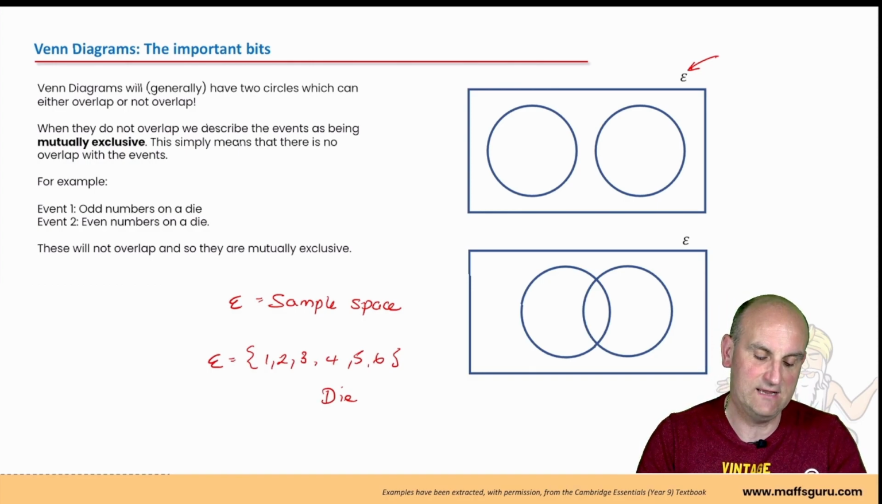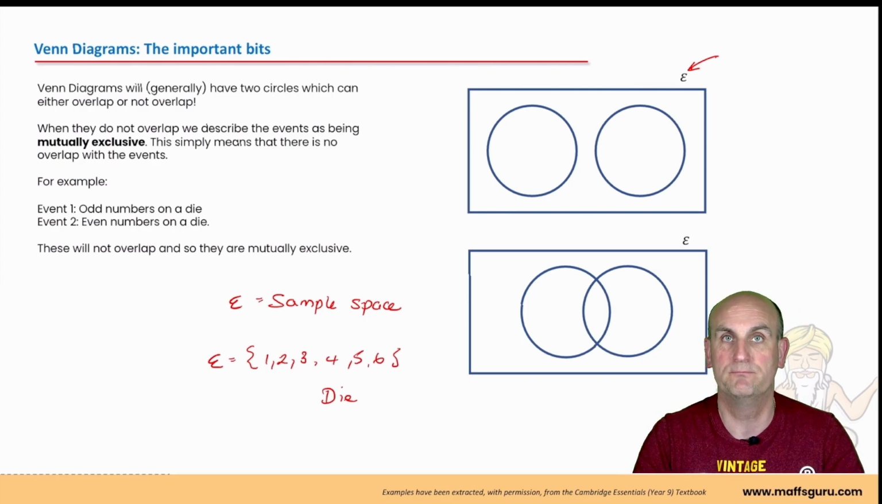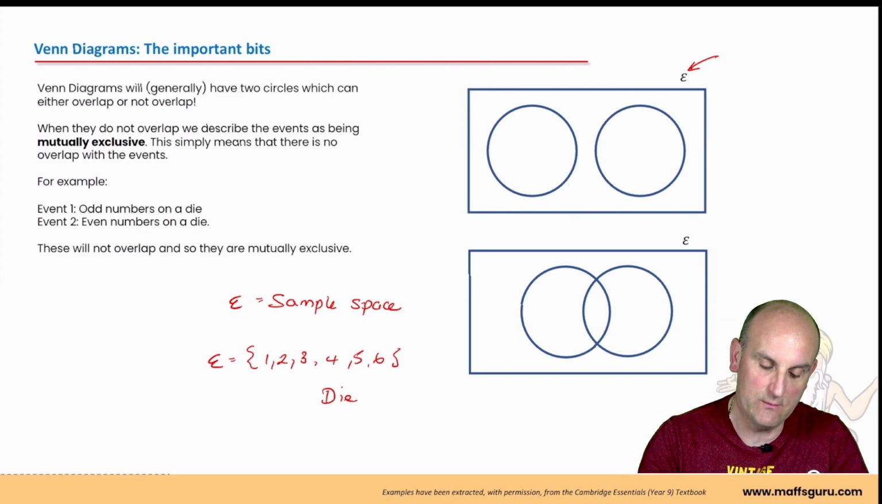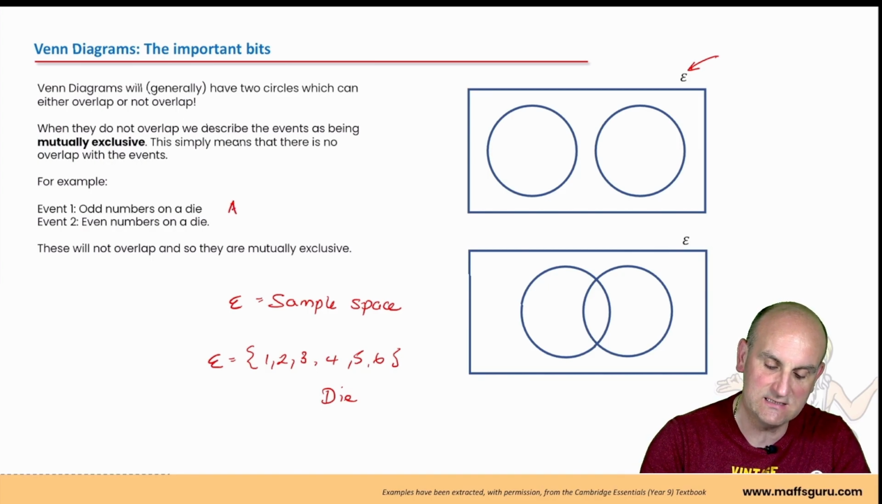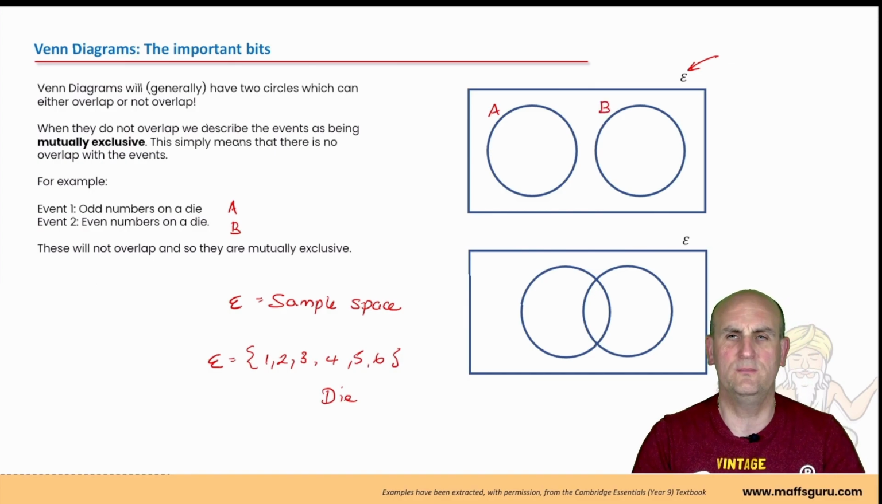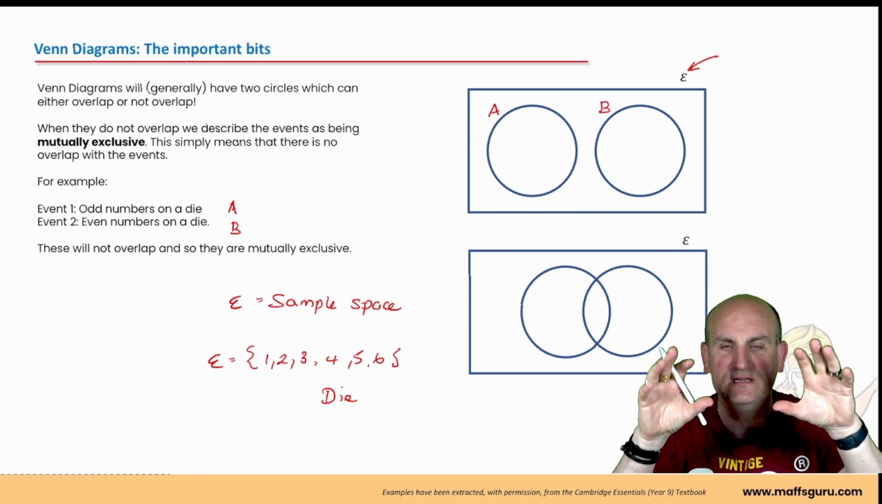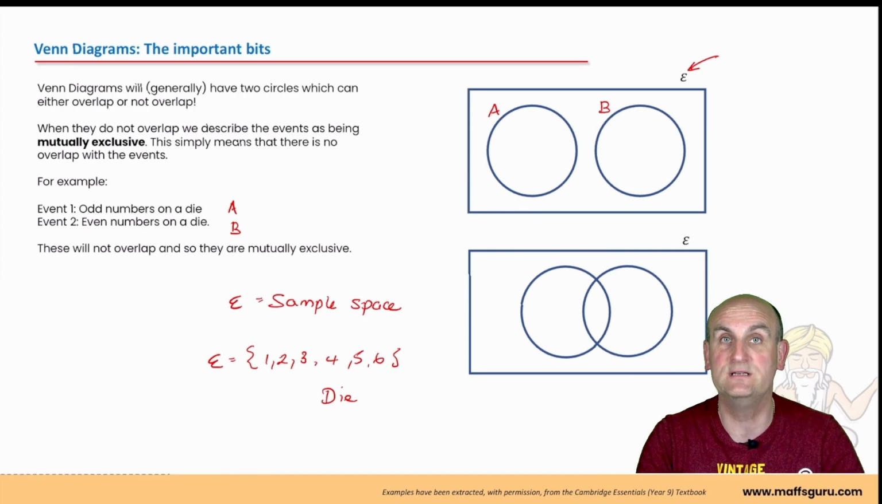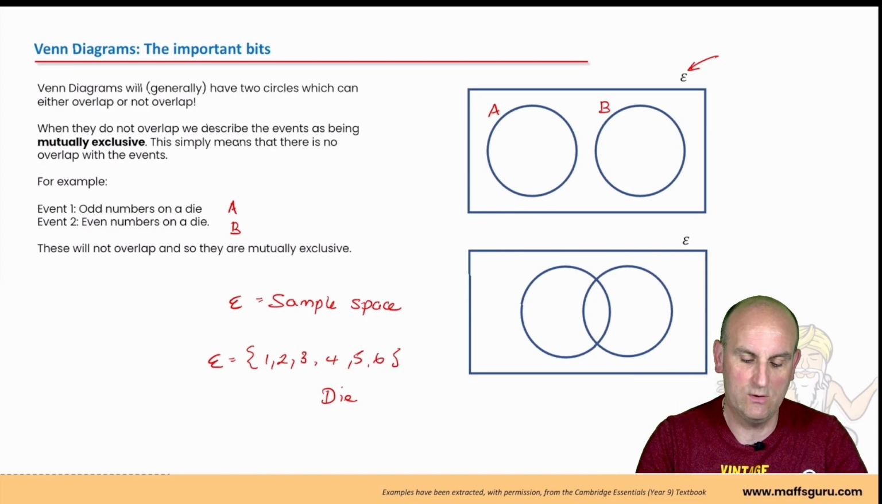So what I say here is we may have an event 1 as odd numbers on a die. We would normally give each event a letter, so let's call them A and B. And what I can do now is put an A on here and a B there. Now you're going to say, well, hold on a moment, those two circles are very separate, aren't they? And I'm going to say, oh yes, they are very separate. Why? Well, let's just see what happens.